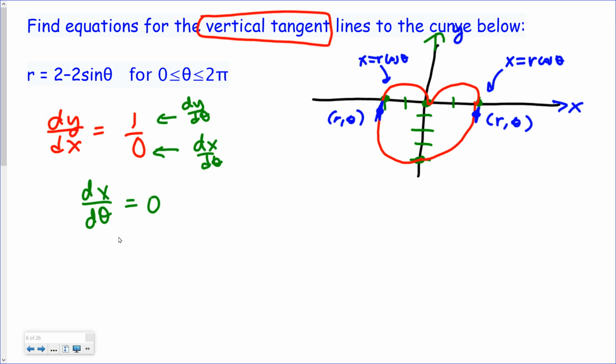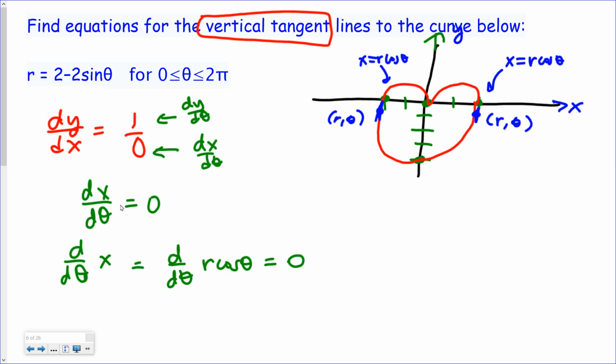What is dx d theta? I don't have any x's here. Oh, wait. What's x equal to? Okay. So what I'm really doing is I'm saying d theta of x is equal to 0. But that's really d theta of r cosine theta is equal to 0, right? Okay, so what is d theta of r cosine theta?